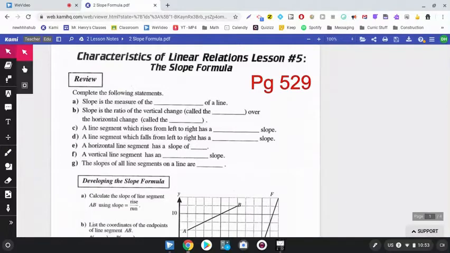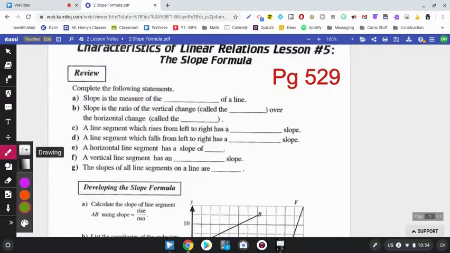Alrighty, here we are, page 529. And we're going to take a look at the slope formula. So we've calculated slope using just rise over run, where I'm actually looking at a graph. And what we're going to do today is switch that up a little bit and actually use a formula. So to start, quick little review.